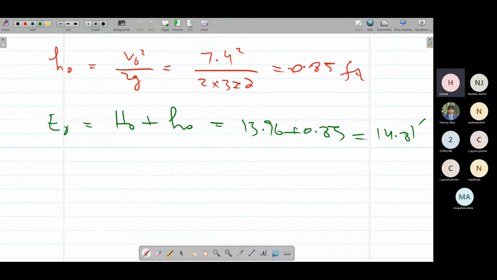Any issue up till this part? How we have calculated this E naught value?